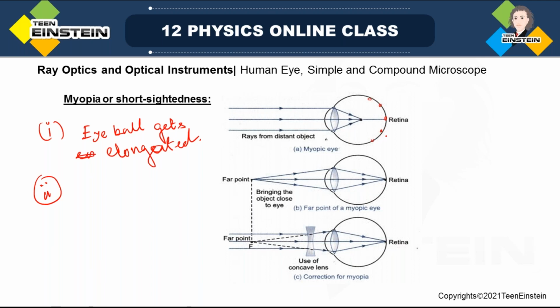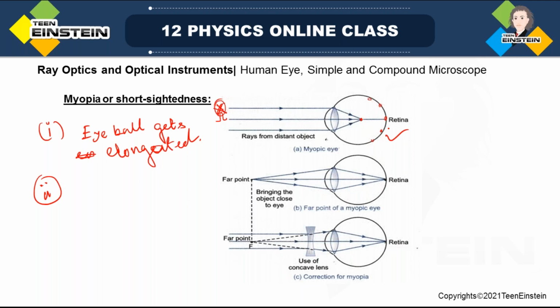Look at this case. This is the defect part. If you keep a far-off object, like a tree, the person cannot see this tree because the image of that object is formed here, not on the retina. This is short-sightedness, or myopia.